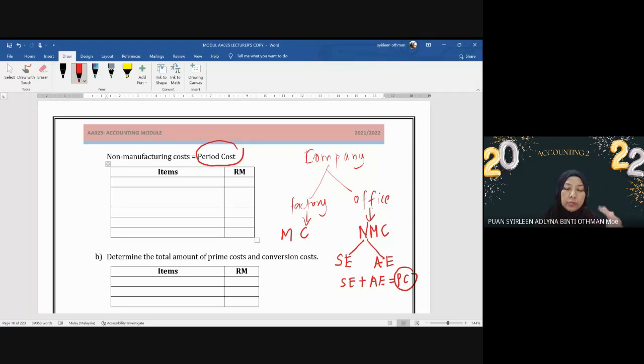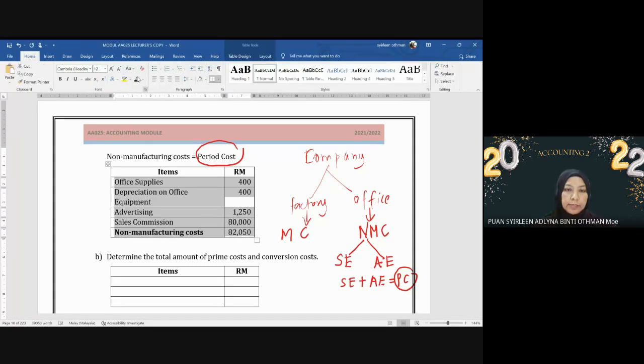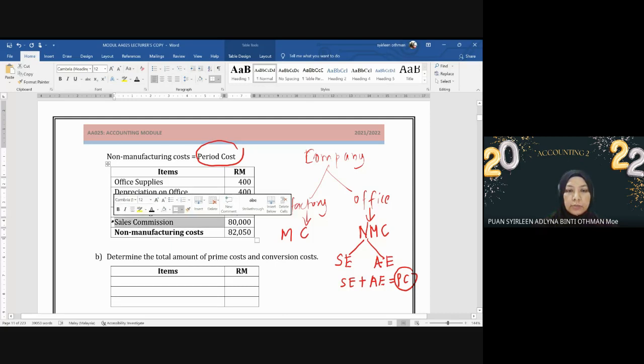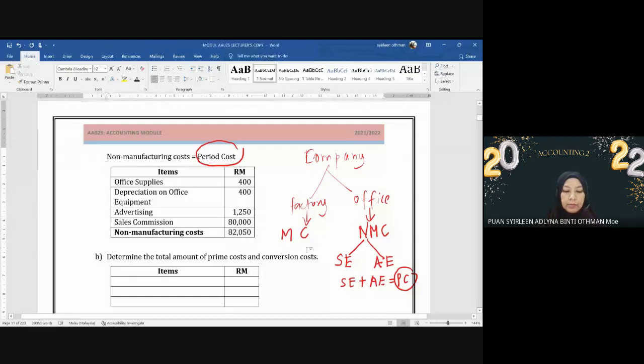So yang saya akan cari dalam soalan tadi adalah belanja ataupun bayaran yang saya buat di luar daripada factory, which is in the office itself. Item yang kita akan senaraikan dalam period cost will be office supplies 400, depreciation on office equipment. This is depreciation as well, tapi ini untuk office, so dia masuk di period cost. Just now was depreciation on factory building, yang tu dia masuk dekat manufacturing. And then you have advertising, and then you have your sales commission. So your non-manufacturing cost, aka period cost, the amount is 82,050 ringgit.